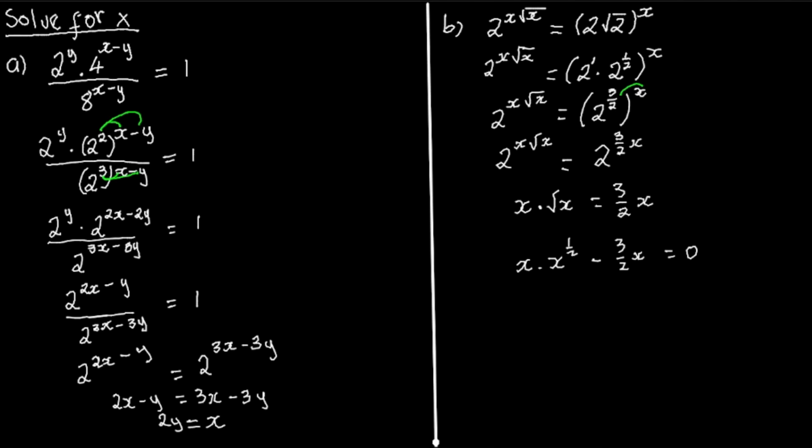So do we have a common factor here? Yes, we do have a common factor, which is x. So we are going to take x outside as our common factor, right? And then on the inside, we are going to be left with x raised to the exponent of 1 over 2 minus 3 over 2 equals 0.